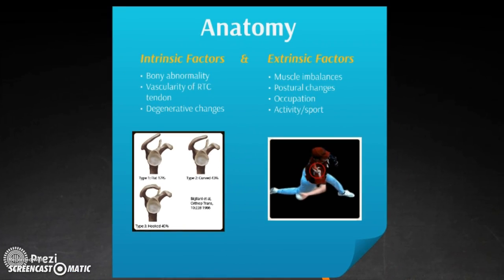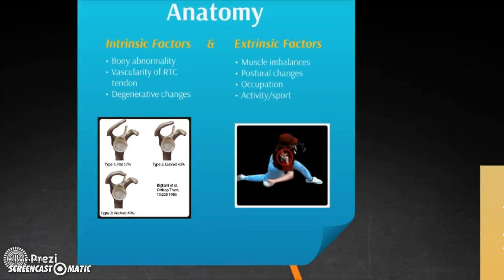So looking more into the general anatomy and the pathogenesis of the condition, there are both intrinsic factors and extrinsic factors that can cause impingement. Intrinsic factors include bony abnormalities, vascularity of rotator cuff tendon, and degenerative changes, whereas extrinsic factors include muscle imbalances, postural changes, occupation, and the level of activity or type of sport these individuals play.